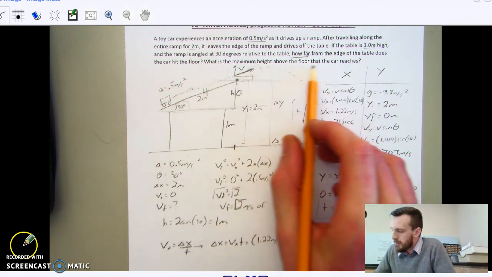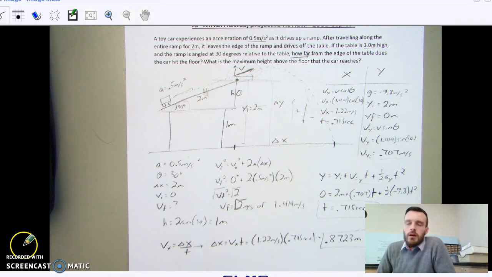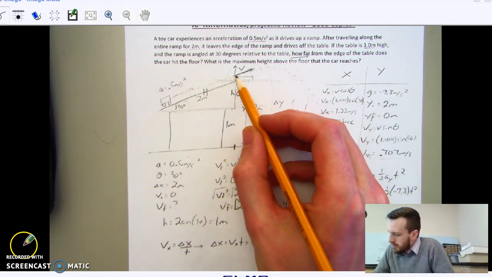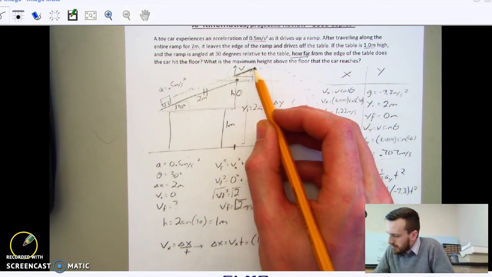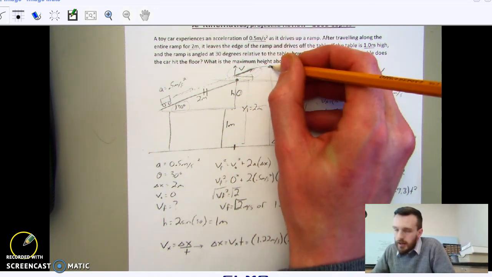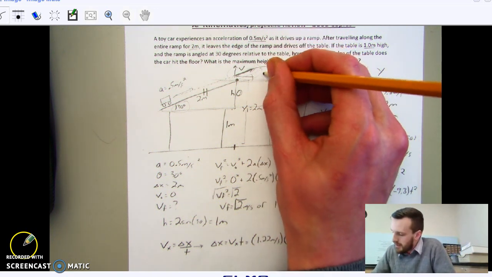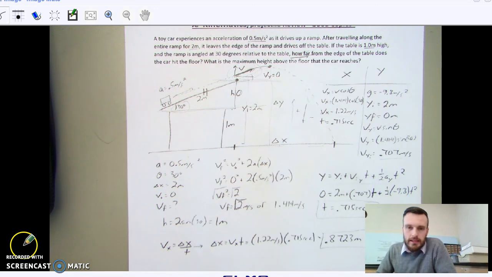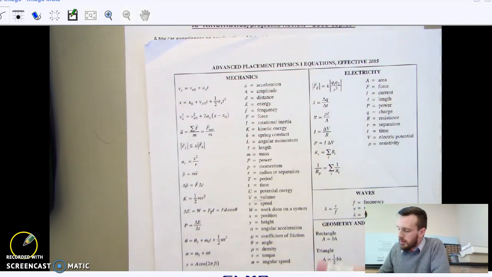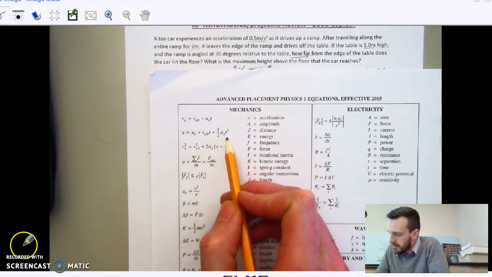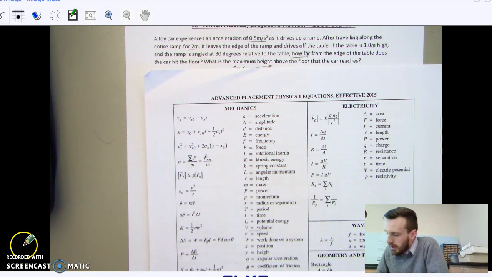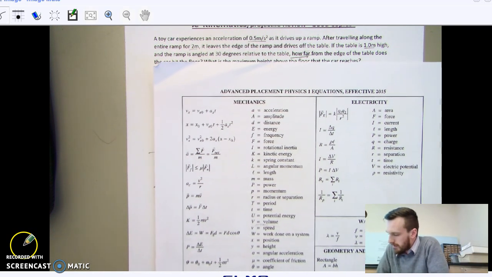This next one, what's the maximum height above the floor the car reaches? There's a couple of strategies you can use here. If you consider the motion here, it's going to leave this spot and it's going to go up until it reaches this point. Now we know at the apex for a projectile, Vy equals 0. So we could do something with that. We could also take a look at our equation sheet because maybe there's something in here now that we know the time, now that we know some more things. Maybe there's a way that we can solve for that other variable.